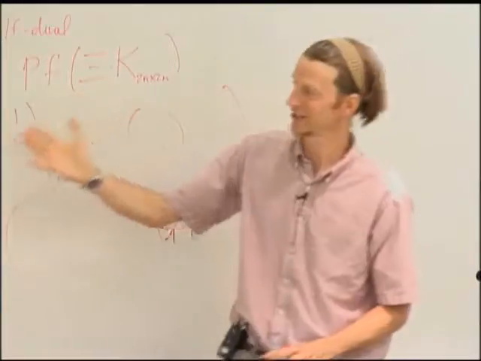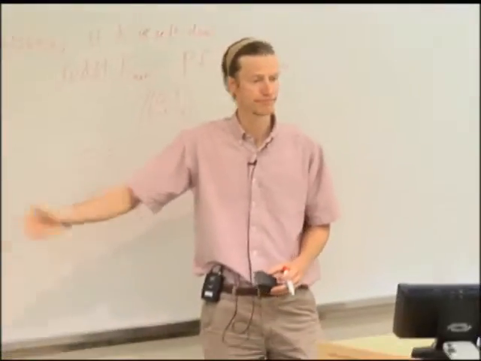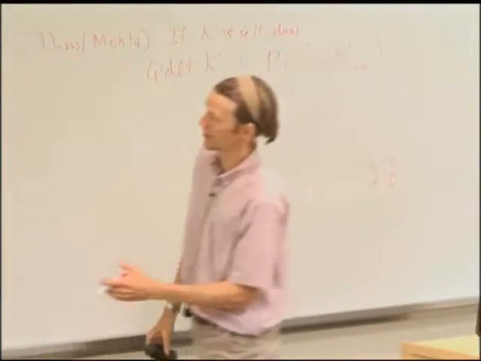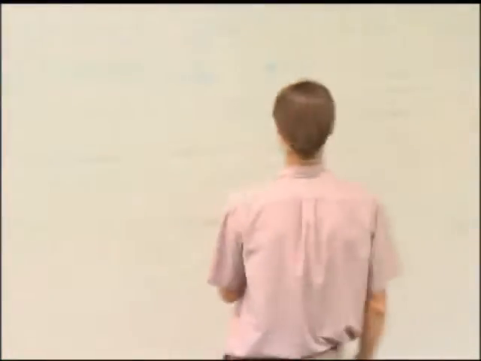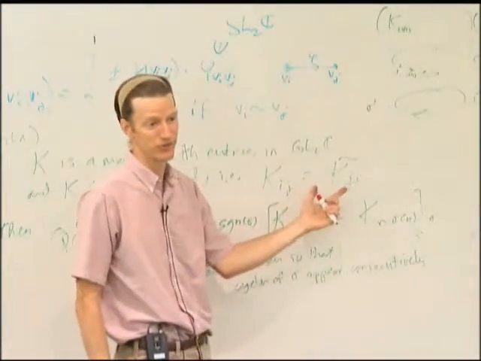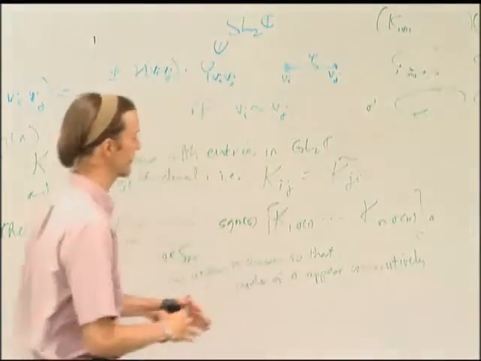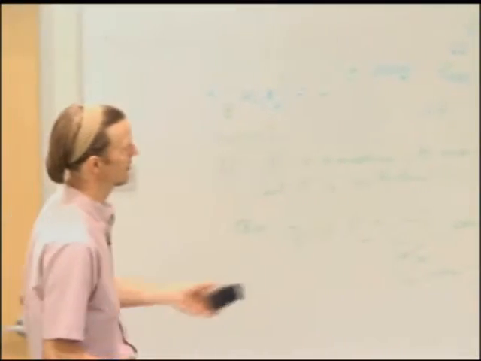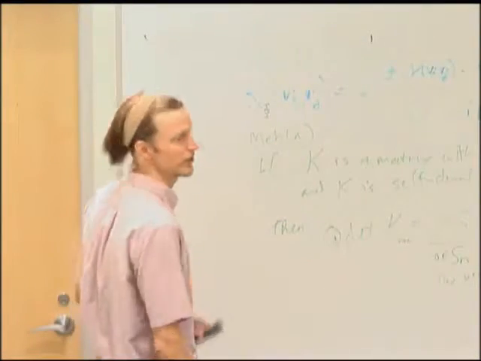Well, this is great because this means that using just linear algebra here, we can actually compute our new partition function. Our matrix K, our Kasteleyn matrix, is self-dual by construction, and now we can actually compute things with it.